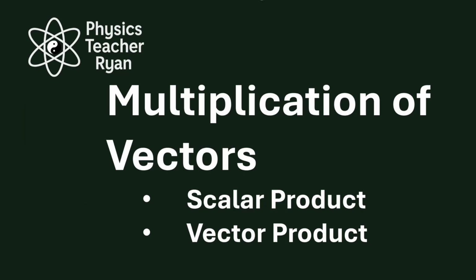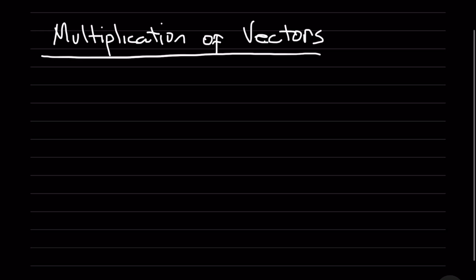In this video, I'm going to teach you how to multiply vectors. When two vectors are multiplied, there are two possible products, a scalar product or a vector product. In this video, we're going to look at them one by one.